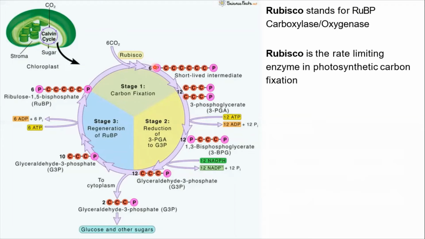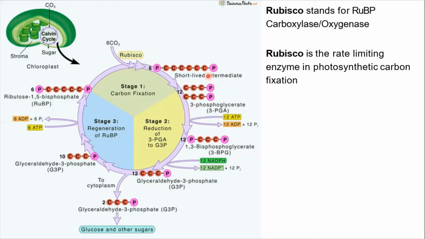Now, Rubisco is the rate-limiting enzyme in photosynthetic carbon fixation. It is one of the most important enzymes in the biosphere. In fact, it is one of the most abundant enzymes on our planet. Without Rubisco, photosynthetic organisms such as plants won't be able to catalyze carbon dioxide and consume energy equivalents to produce glucose and other sugars.